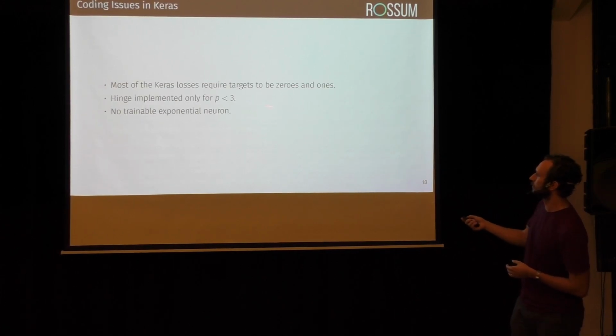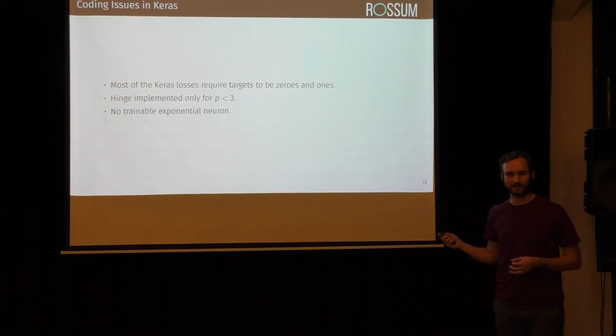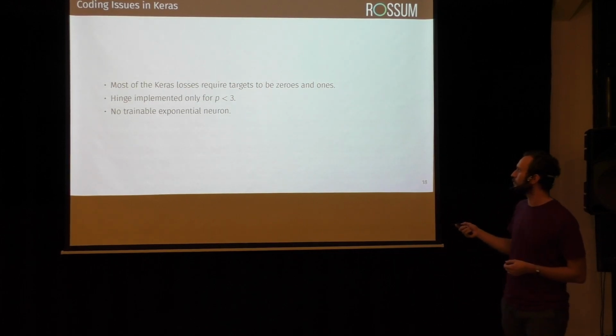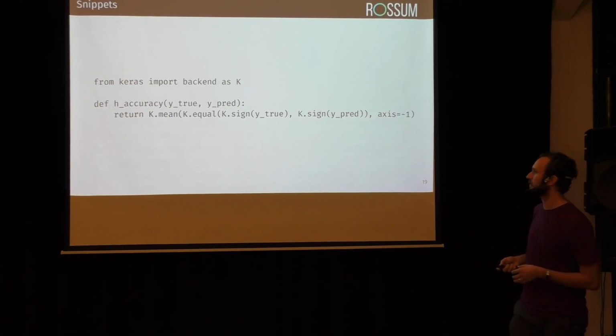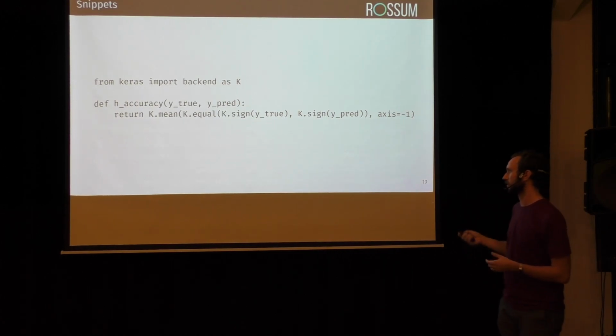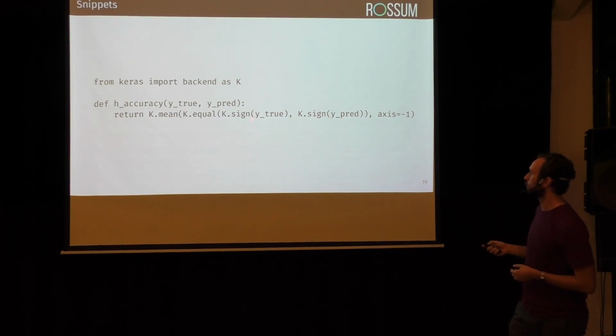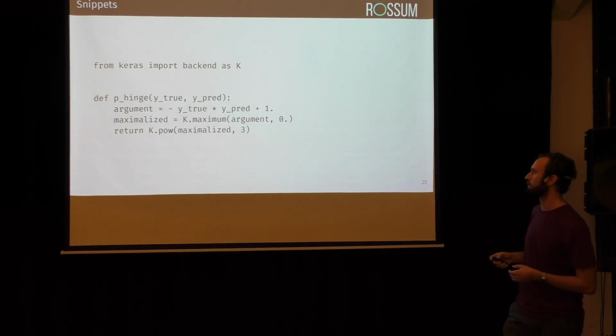Right, I forgot the first point. Most of the Keras losses expect your targets to be zeros and ones for the binary classification task. So you need to be careful about that, because obviously it's not going to work if you miss that. So this is the first thing. I called it H accuracy, and this was the accuracy that I wrote to see. It just compares the signs of the ground truth with your predictions. It's not very difficult. So it's the first thing that you need to change.